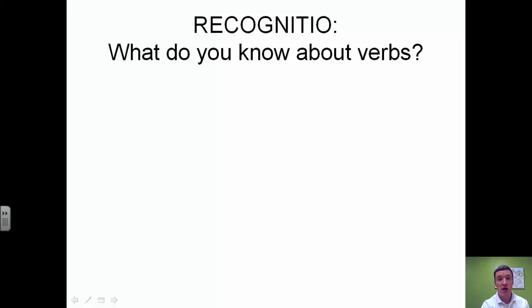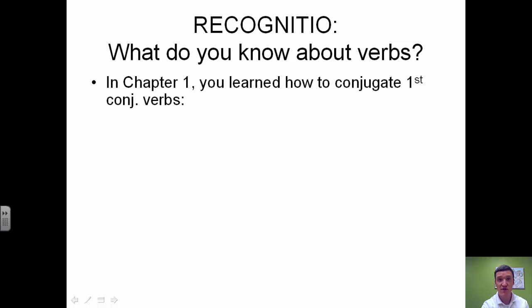So, recognitio. Okay, what do you know at this point in your life about Latin verbs? Well, I'm pretty certain that you've covered the following. First of all, in chapter 1, you learned how to conjugate, which is a strange word, right? It makes me think of prison. You learned how to conjugate first conjugation verbs.